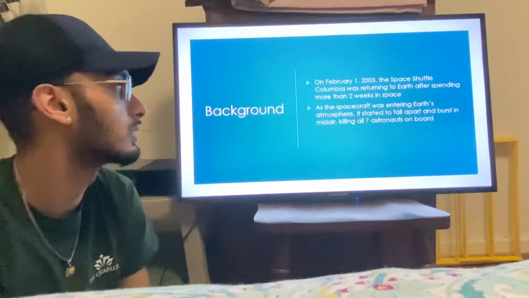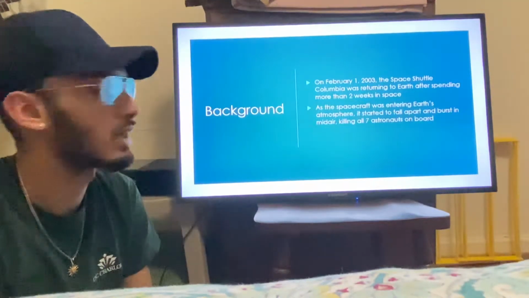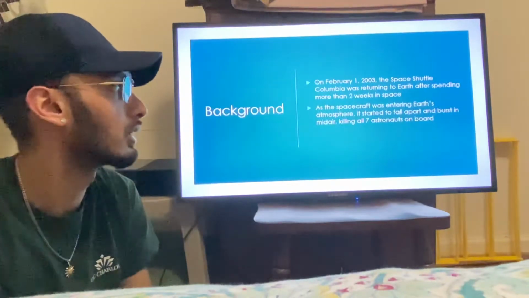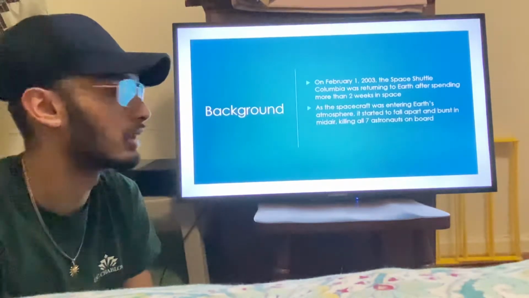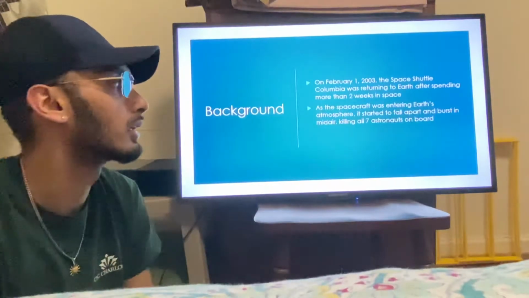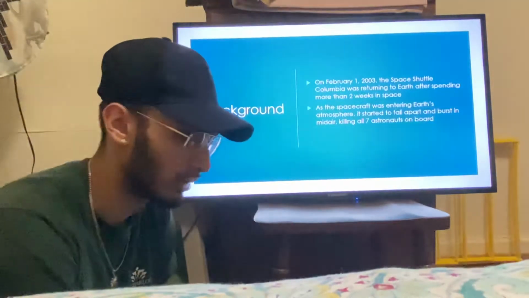Background: on February 1st, 2003, the Space Shuttle Columbia was returning to Earth after spending a little bit more than 2 weeks in space. As the aircraft was entering the atmosphere, it started to fall apart and burst in midair, and it killed all 7 astronauts on board.